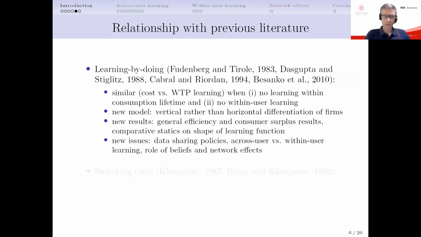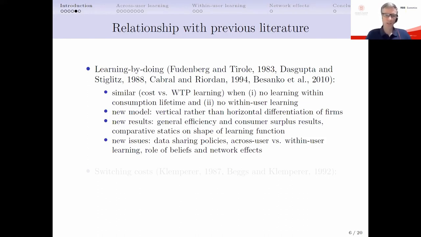Okay, so just a bit of relationship with the previous literature. There are two large literatures that this obviously links to. One is the learning-by-doing literature. If you think about learning by doing, as firms produce more product, they were able to bring down their costs. The way that was modeled in practice was as firms sold more, they were able to bring down their costs. And this is very similar to the idea that as you get more customers, which means you sell more, you're increasing willingness to pay. So there's a mapping between these two.